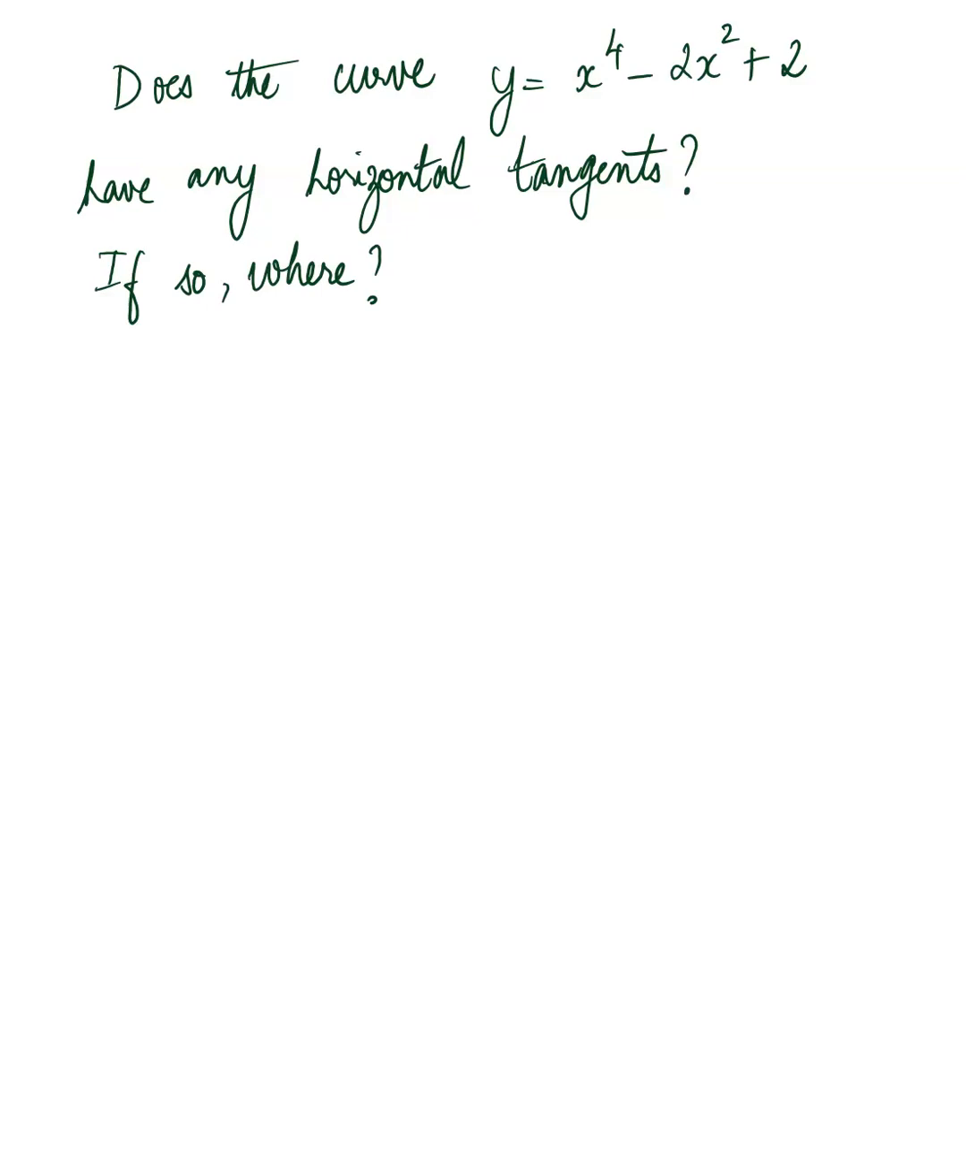Here comes our critical thinking question. Does the curve y equals x power 4 minus 2x squared plus 2 have any horizontal tangents? If so, where? Do we agree that this is a curve? So look at the expression. It's x power 4 minus 2x squared plus 2.